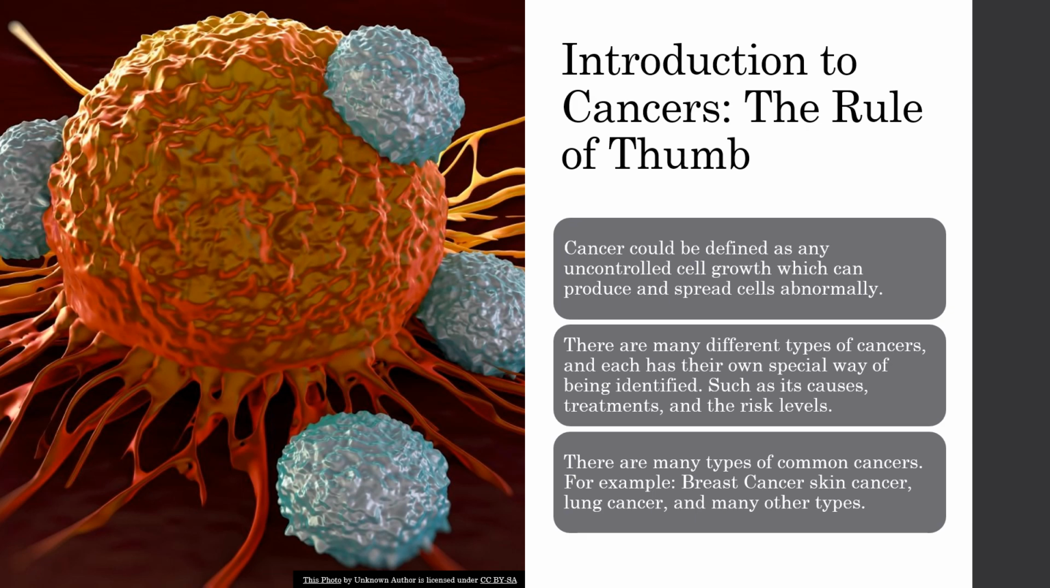Introduction to cancers. The rule of thumb. It is vastly agreed that cancers are defined as an abnormal cell growth. While there are many different types of cancers, each has its own risk level, possible causes, and the treatment that could be used. Breast and lung cancers are among the most common types of cancers that are out there.